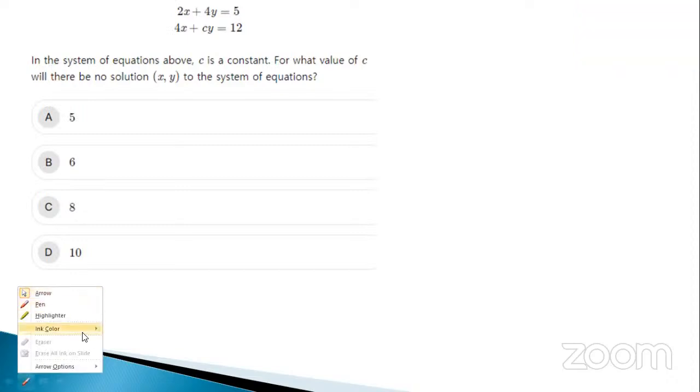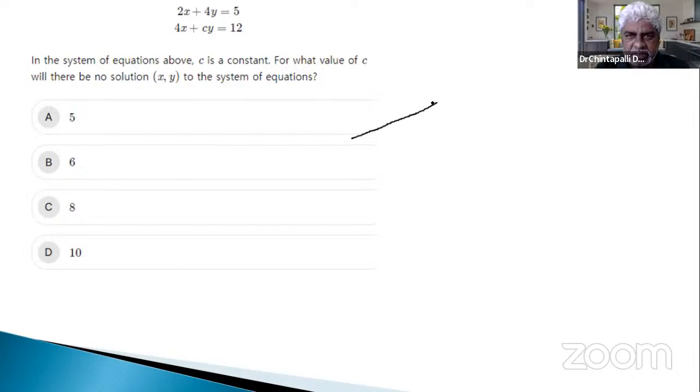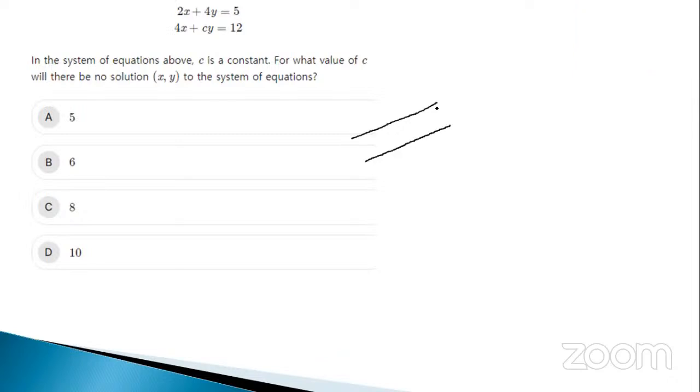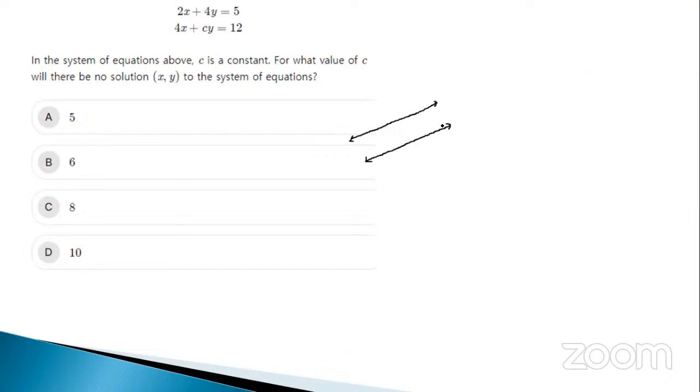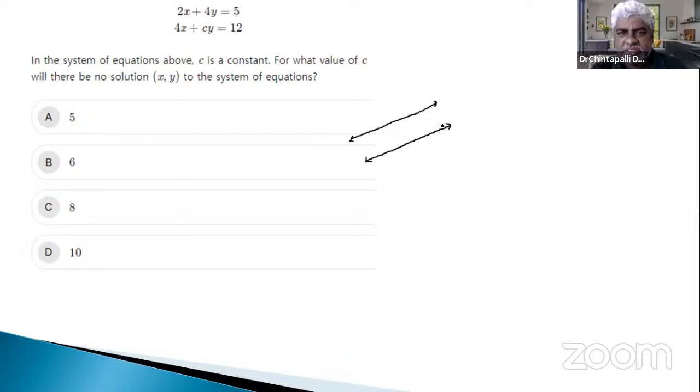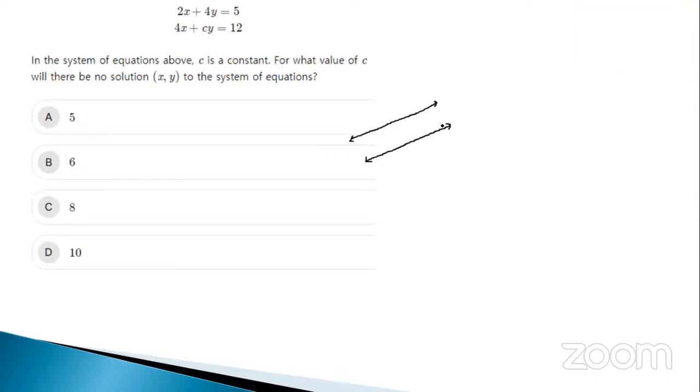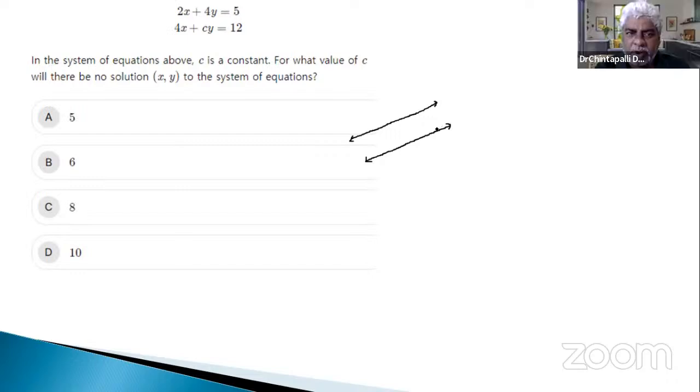Yes, sir. This is a line and this is a line. What is the common point to these two lines? Is there any common point? Both are parallel. Since both are parallel, there is no common point for these two lines, right? Yes. That's why no point of intersection.